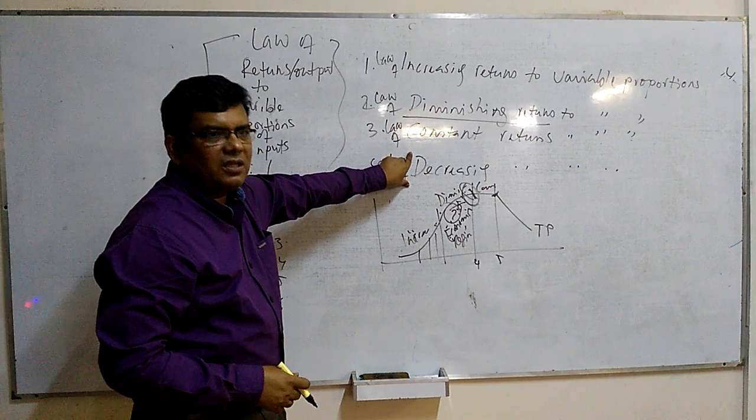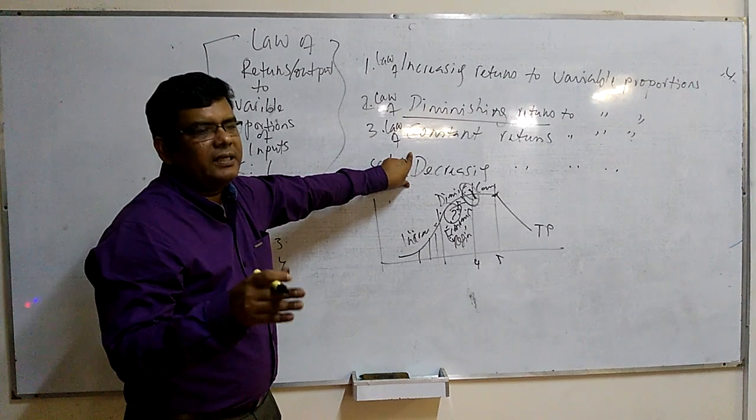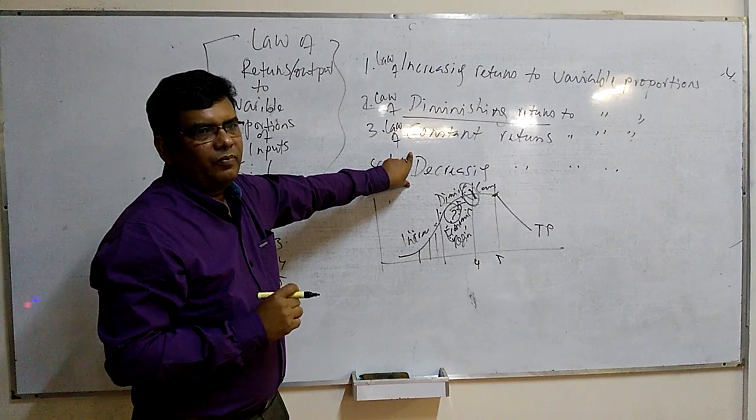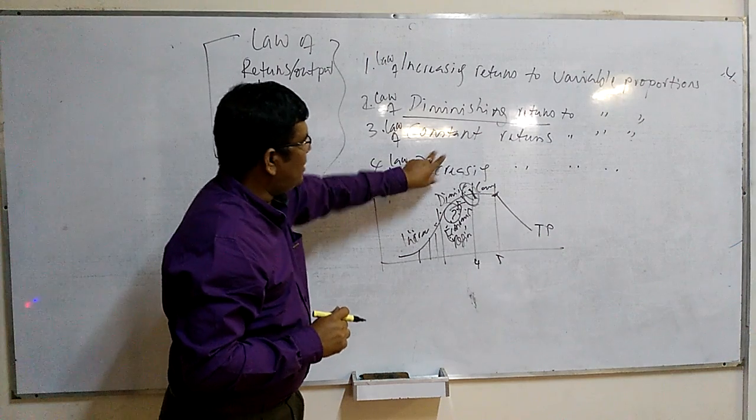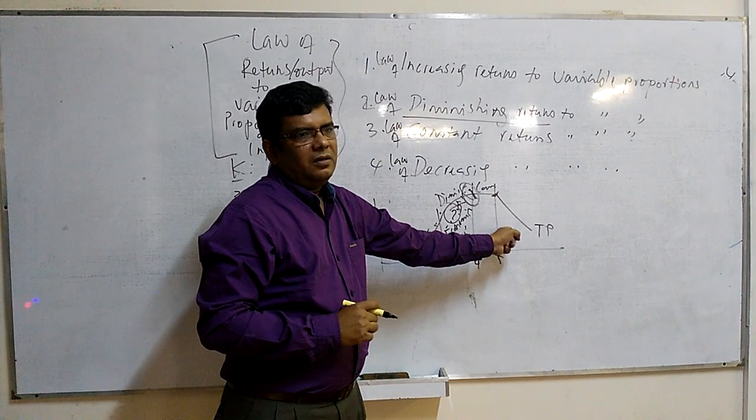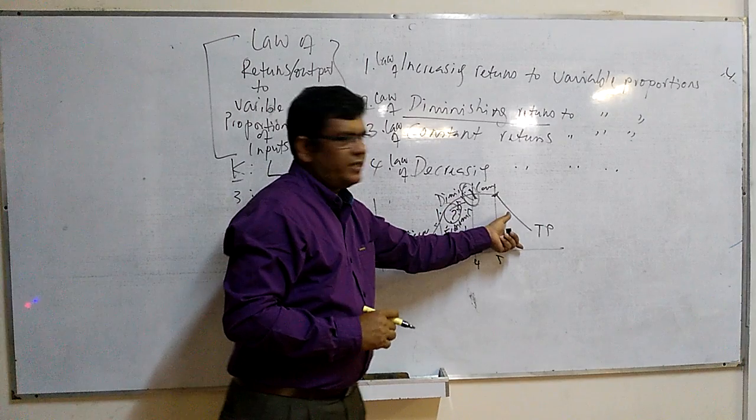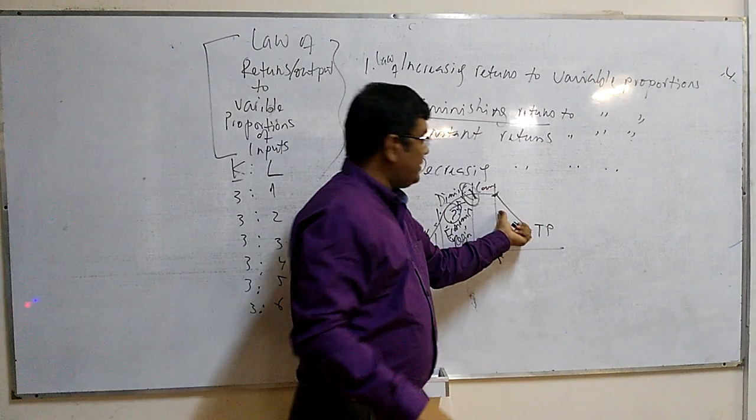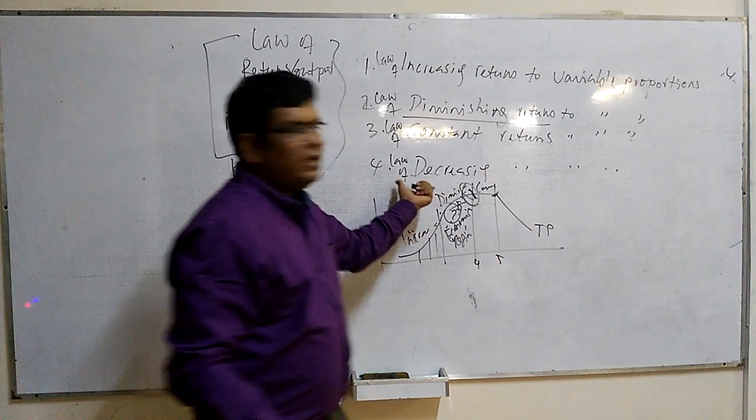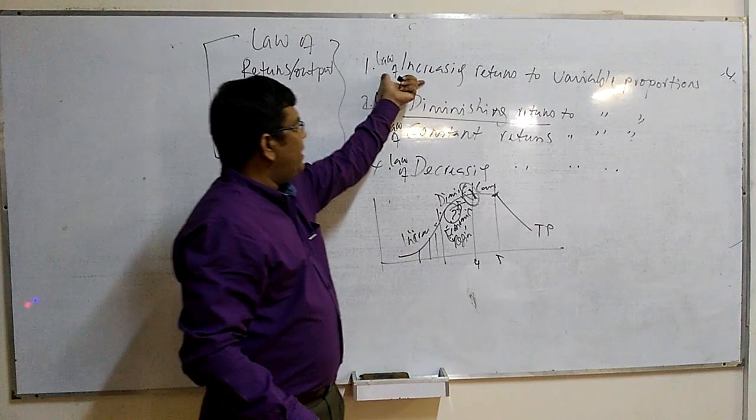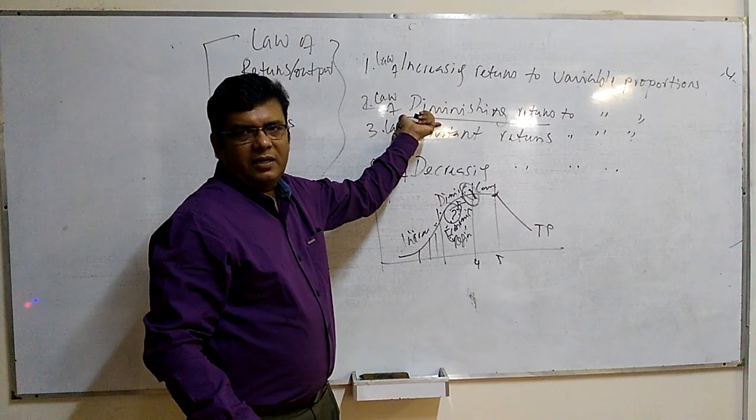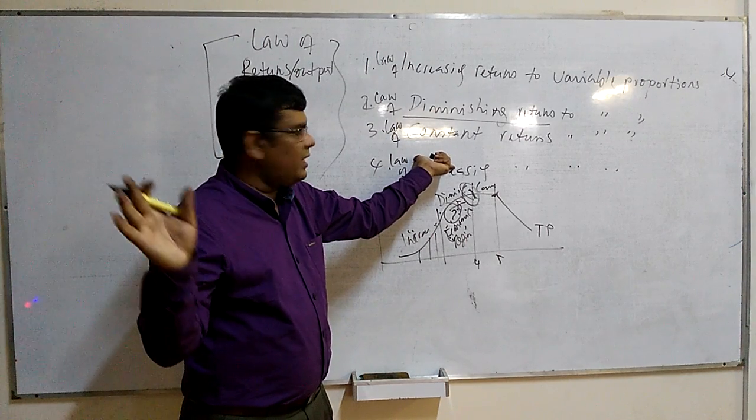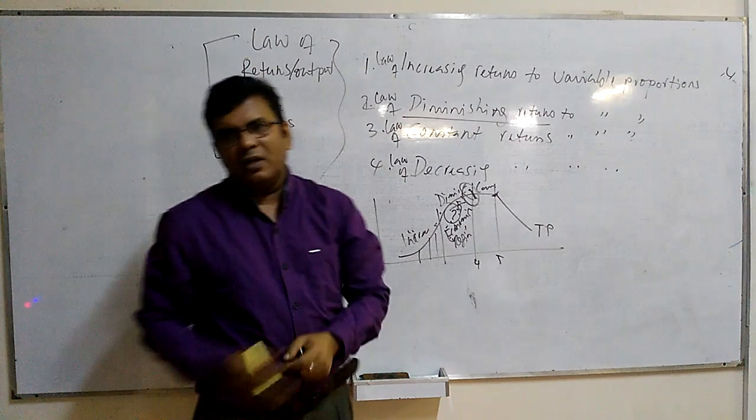So what will be that? Keeping all other factors fixed, if we increase only one input, the output is falling. So that is the last part of the production trend. If you continue to increase one input, what happens eventually? This is the eventual result. This is the beginning, then in the middle, and then later we find constant, the output is no longer increased, and finally we find decrease.